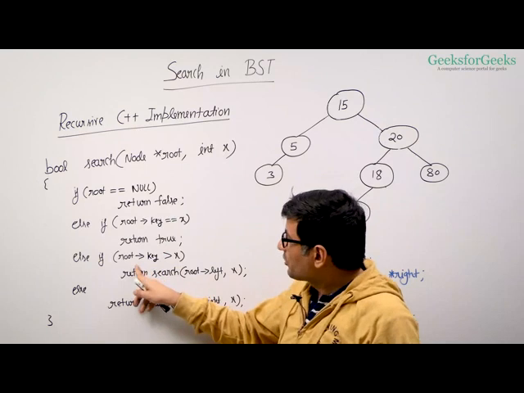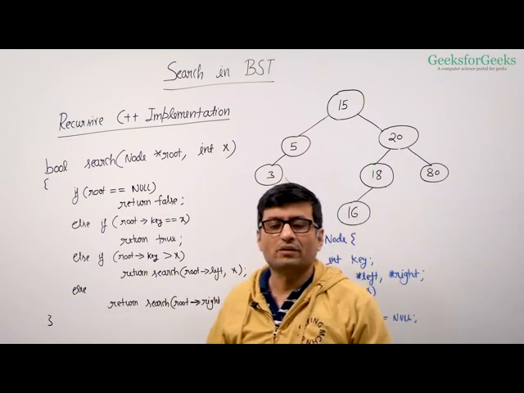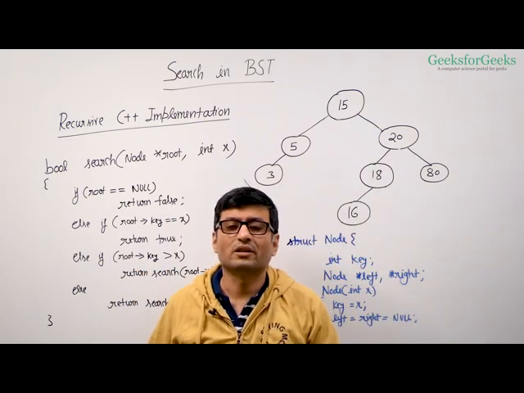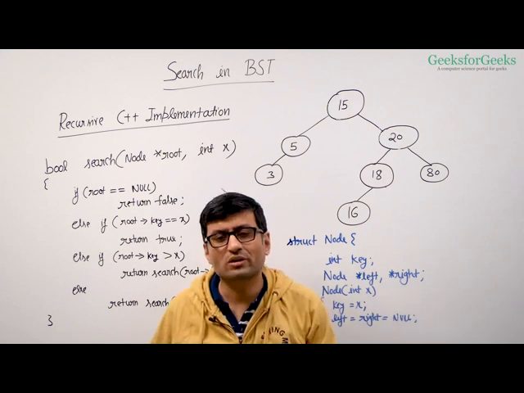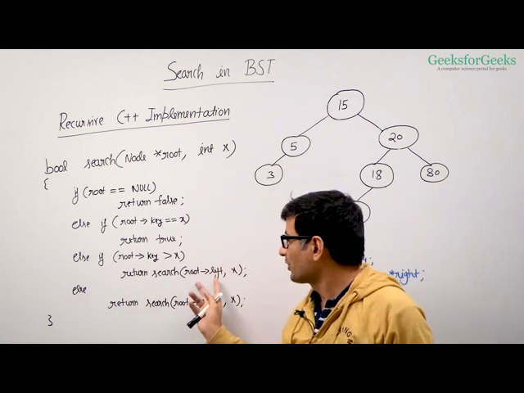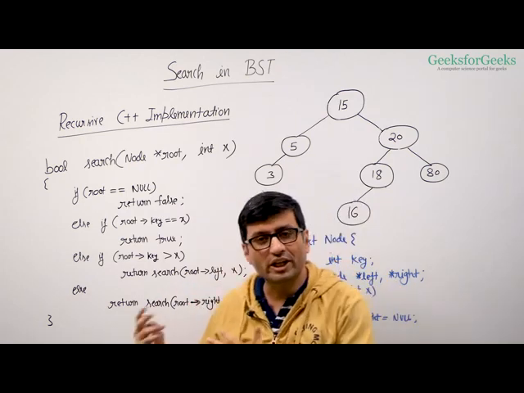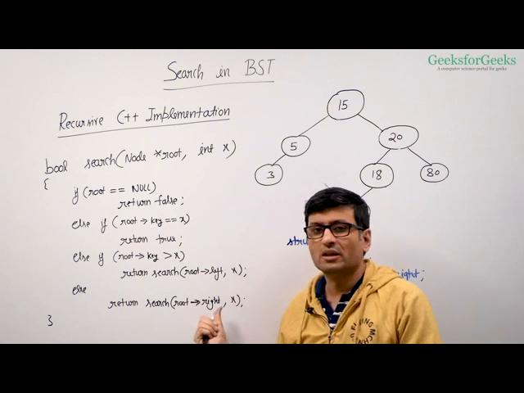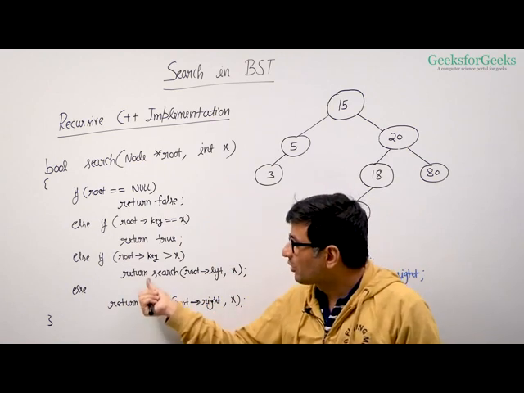If root arrow key is greater than x, if the key that you are searching is smaller than root, then it can only be present on the left side of the root. So we recursively call for the left side. And if it is greater, then you call for the right side. And you simply return whatever these calls return.